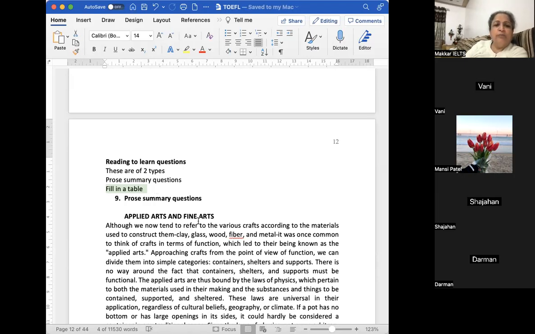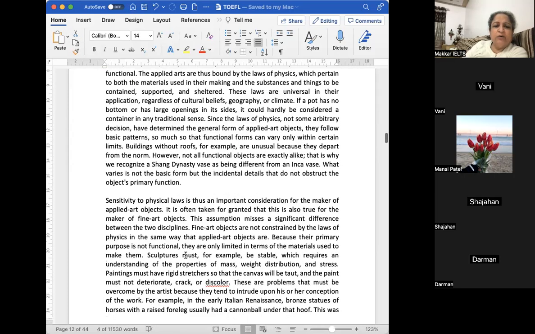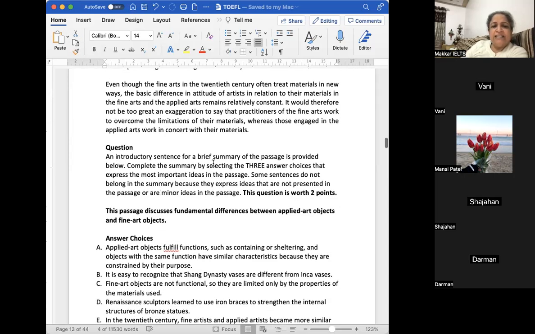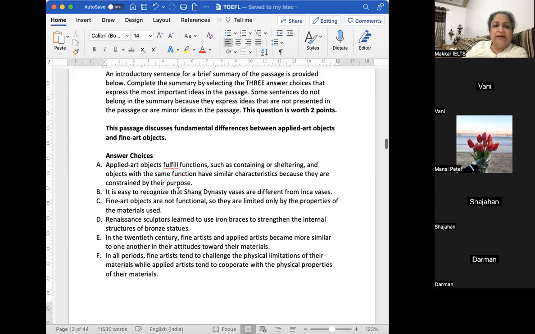Okay. So prose summary question, this long passage, and after that the question is like that. An introductory sentence for a brief summary of the passage is provided below. Complete the summary by selecting 3 answer choices that express the most important ideas in the passage. So you have to read the whole passage. And then you have to select 3 choices out of the 6 given here.